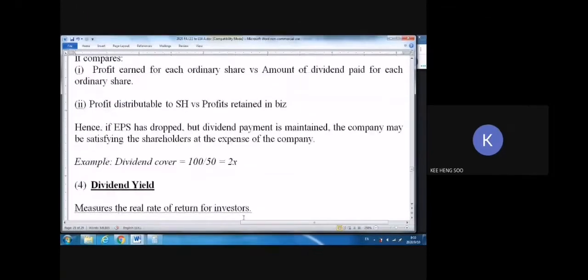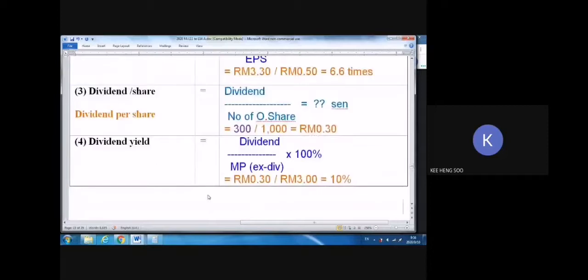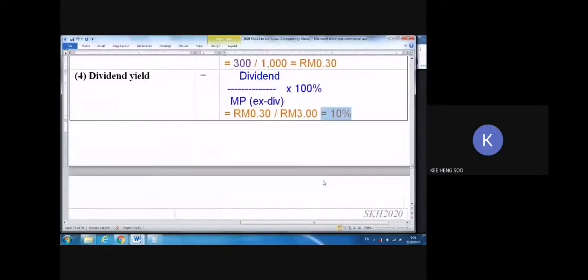Dividend yield measures the real rate of return, the percentage. If I say the dividend for each share is 30 cents, and you know that the share price is $1, that is very good. But now the share price is not $1, it's $3. $3 can earn 30 cents. That is 10%, very much better than the bank interest rate already. Clear?